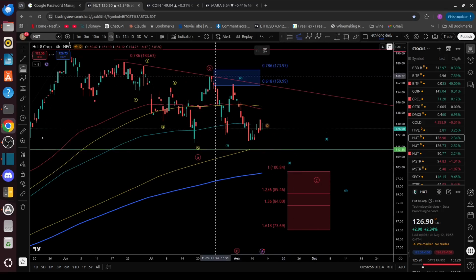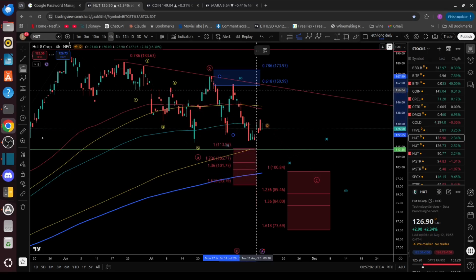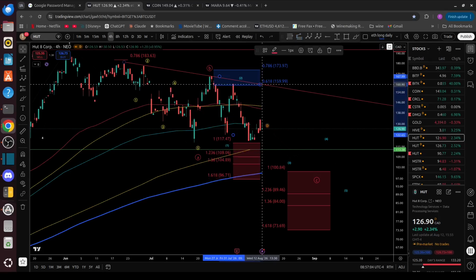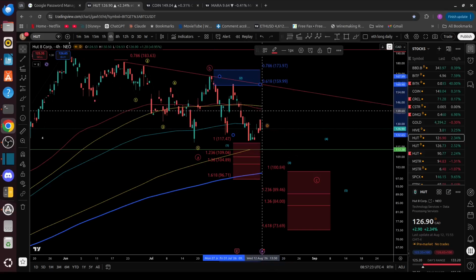Now, I do find that trying to calculate the target for the third wave is not as successful when we are in a downtrend, when the trend is down. When it's up, it works almost magically. When we're on the way down, not that crazy.